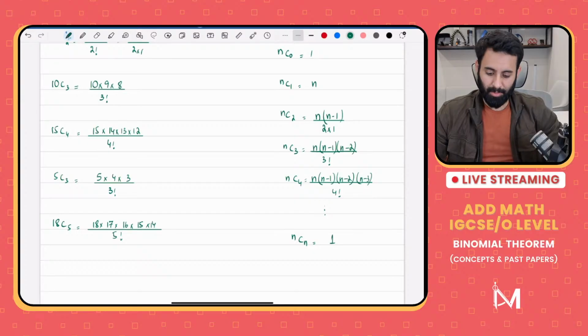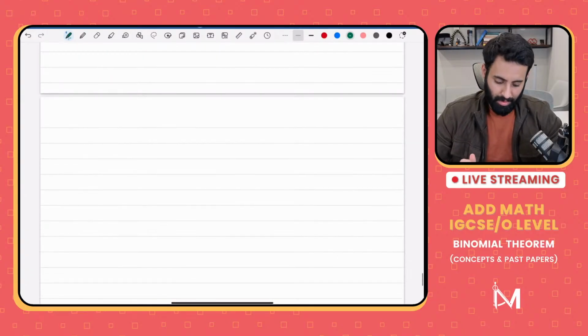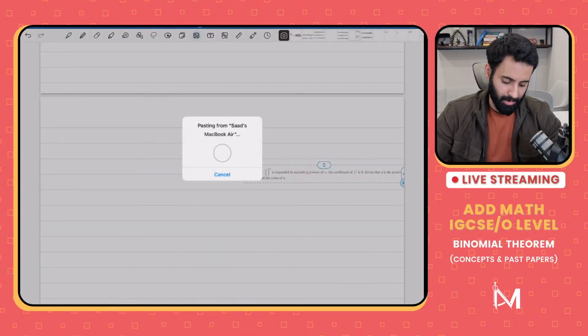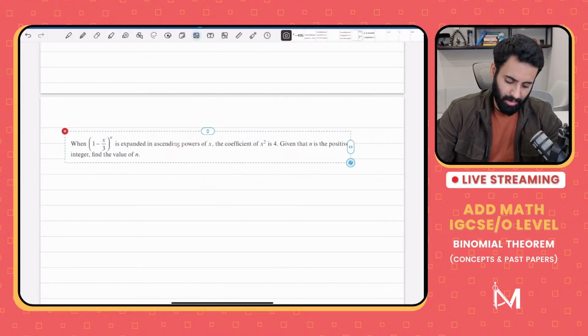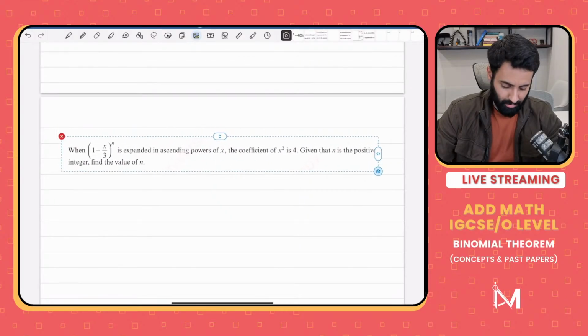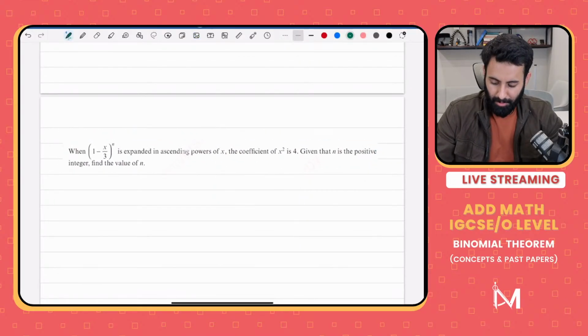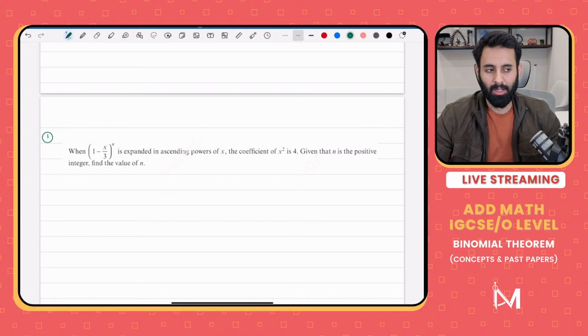Now let's do an example question. Okay, now that we know how to expand without a calculator, let's do an example question. Now this is also a concept which is part of the syllabus. A lot of people don't do it, but it's not tested very frequently. That's correct, but it's still part of the syllabus.